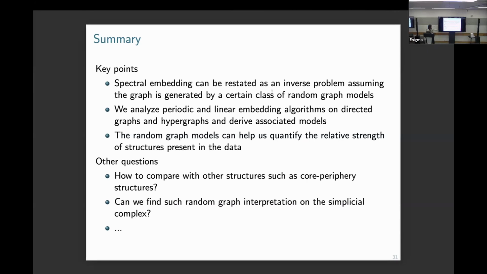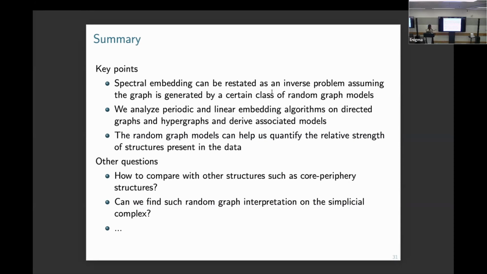So far, we compared two structures, but there are many other possible structures, such as periphery structures or echo chambers, many interesting patterns in the social network that we can visualize. So how can we compare different structures, especially when the number of parameters is different? And can we find random graph interpolation on the simplicial complexes? We've heard some interesting talks today, but I think there are still a lot of open questions for simplicial complexes.